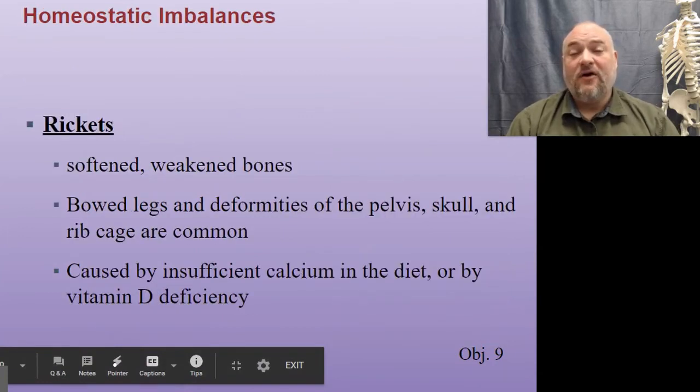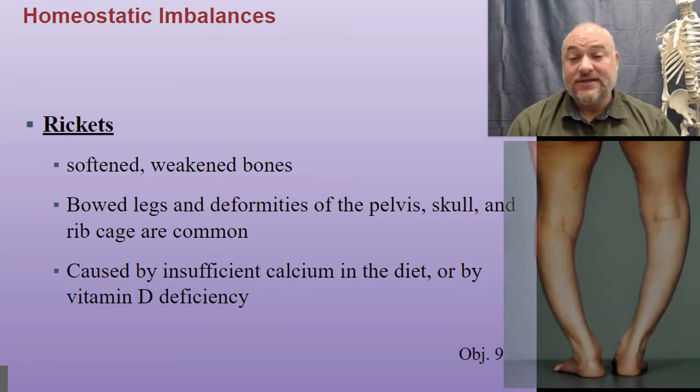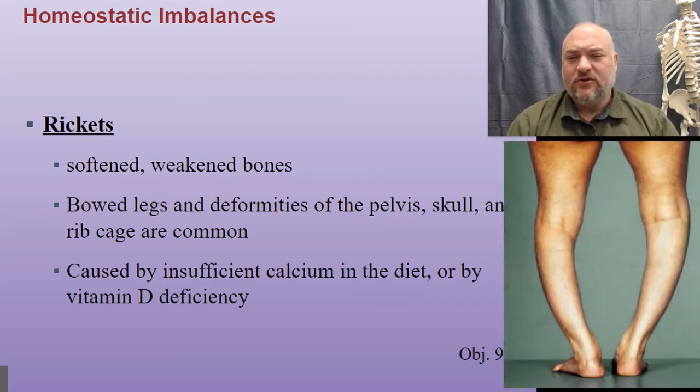All right, so now on to some homeostatic imbalances of the bones. One that we don't really see too much anymore in the States, at least, is rickets. And those are softened or weak bones. And we see that you get bowed legs, pelvis and skull deformities, rib cage deformities. It's generally caused by too low a level of calcium and vitamin D in your diet.